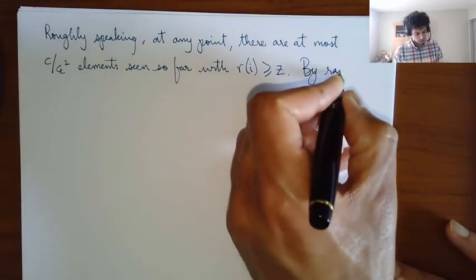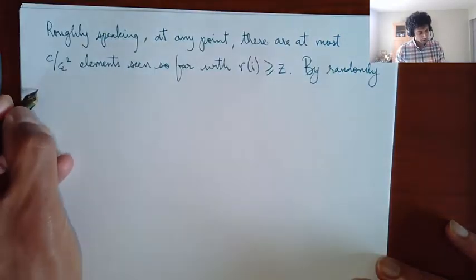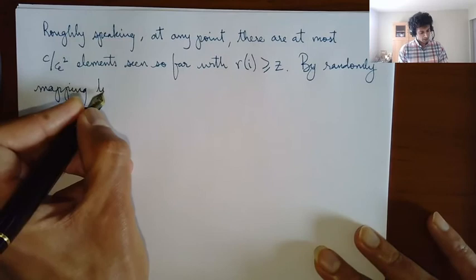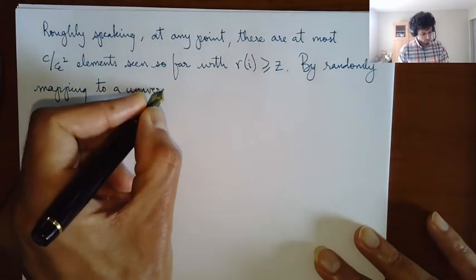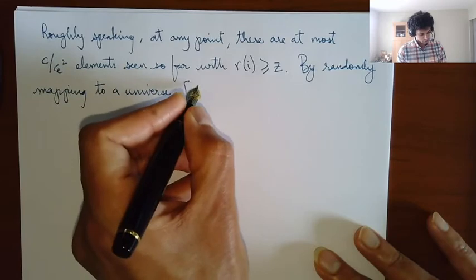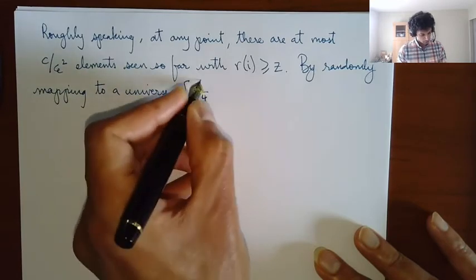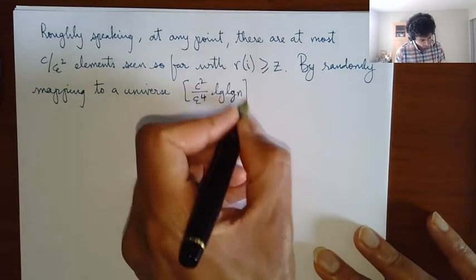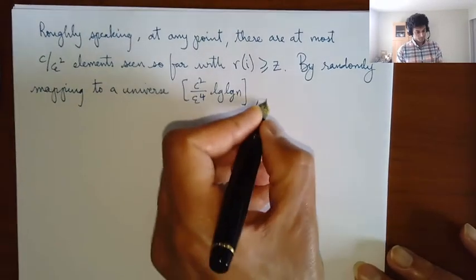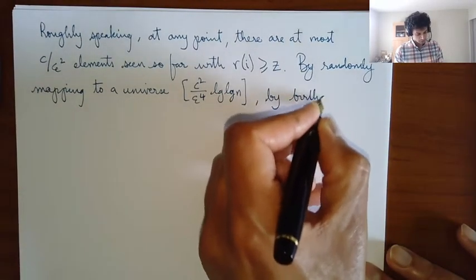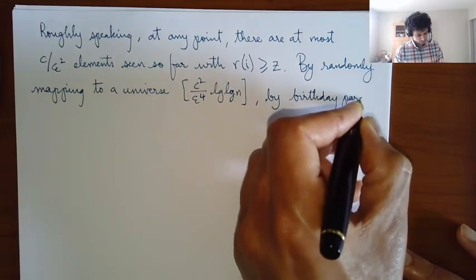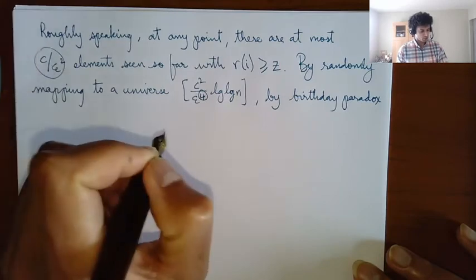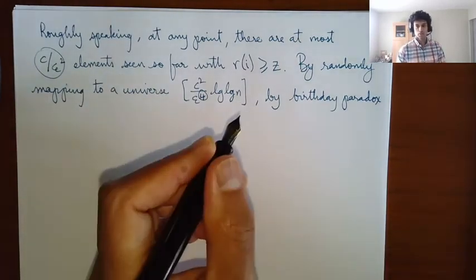By randomly mapping to a universe of size C square epsilon to the 4, I'll say, times log n, by birthday paradox. Okay, that's where the 4 is coming in, because the 4 is the square of this, and the extra log n is going to be so that we can do a union bound.